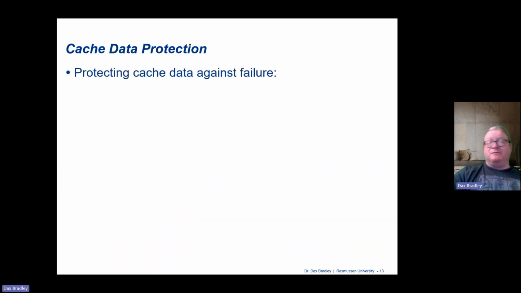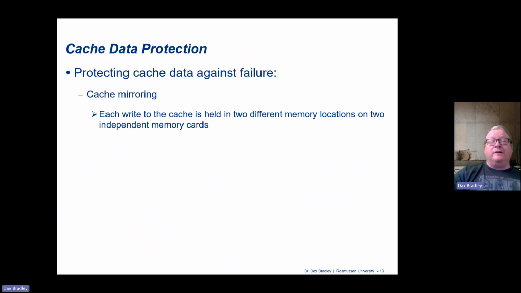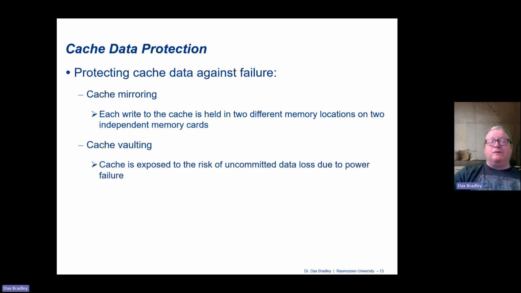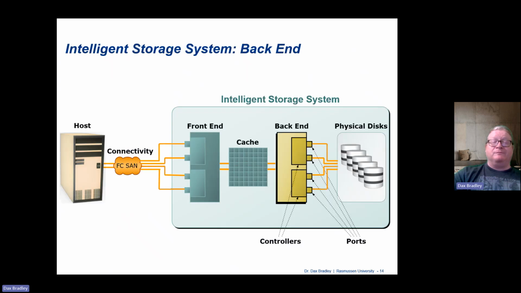For cache data protection, we protect the cache data against failure through cache mirroring, where each write to the cache is held in two different memory locations on two independent memory cards. Cache vaulting is where cache is exposed to a risk of uncommitted data loss due to a failure.